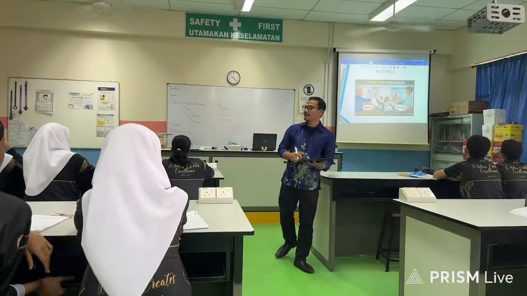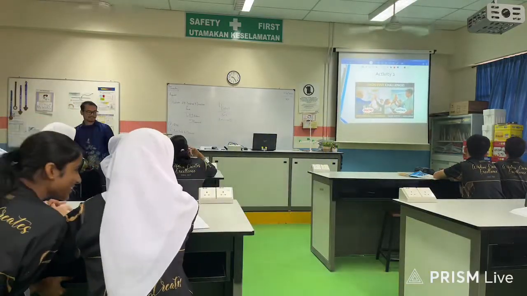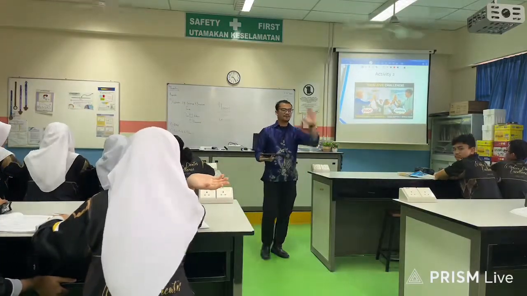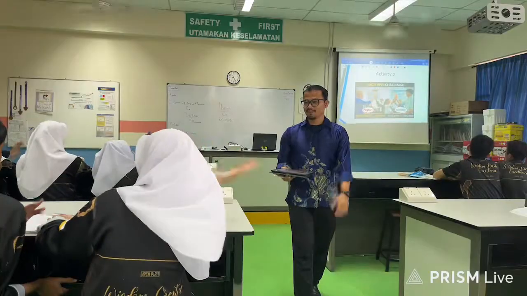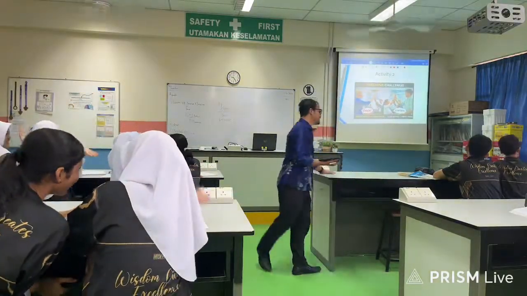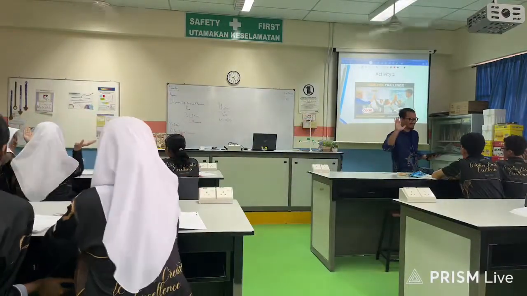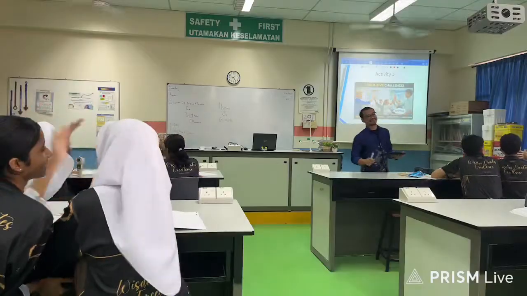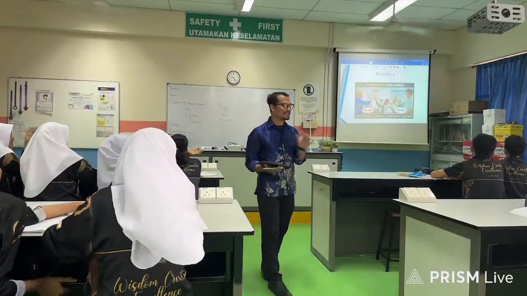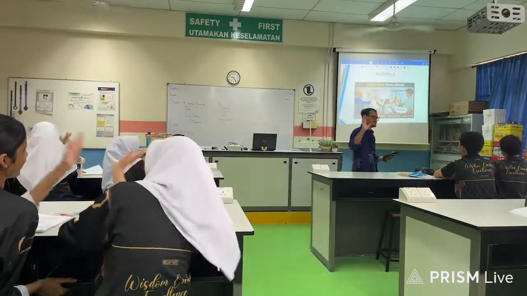Right, so second activity. Work with your friend beside you. High five challenge. First, high five as fast as possible. Second one, as slow as possible.